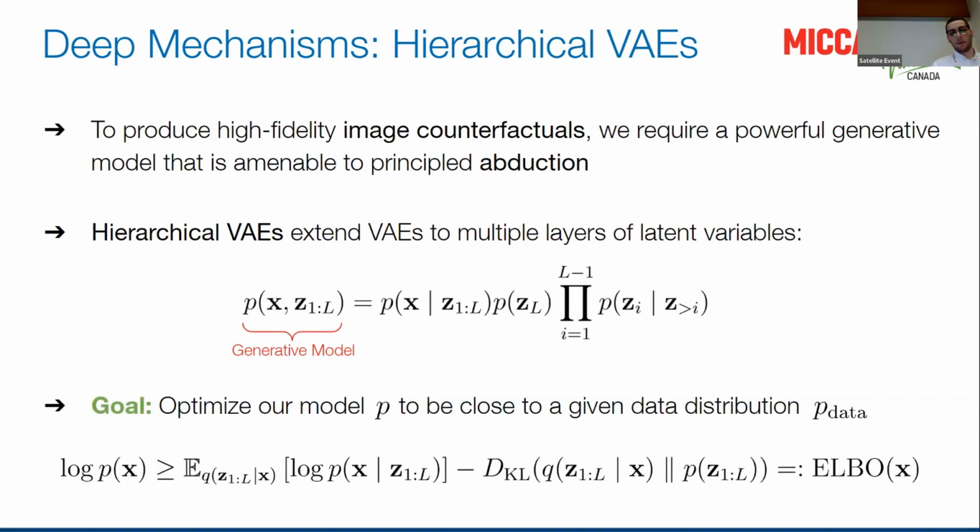And yes, so they define a generative model of data, which is like this. We have a likelihood term, we have a prior term, and we have some transition kernels between different layers. And the goal is the same as a standard VAE. So we're optimizing our model to be close to a given data distribution by maximizing the ELBO, which is a lower bound on the log marginal likelihood of the data.